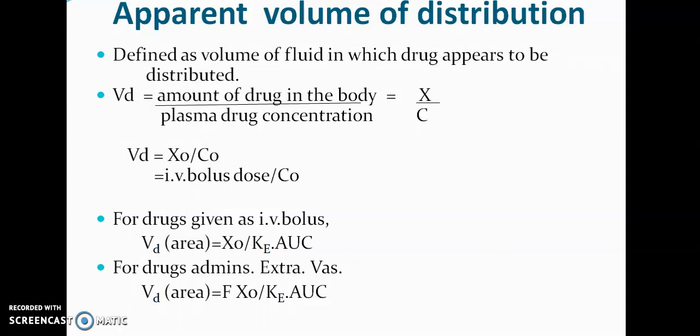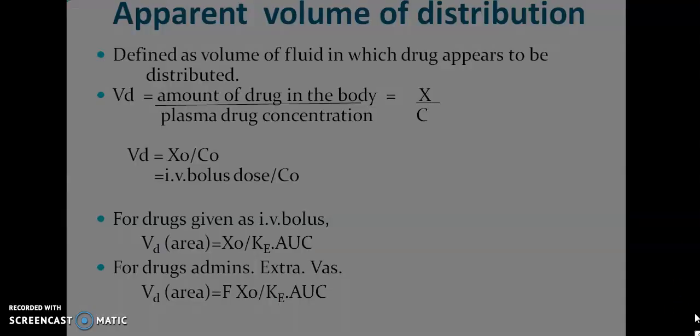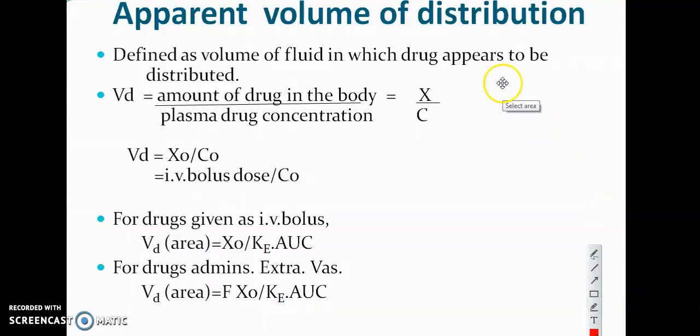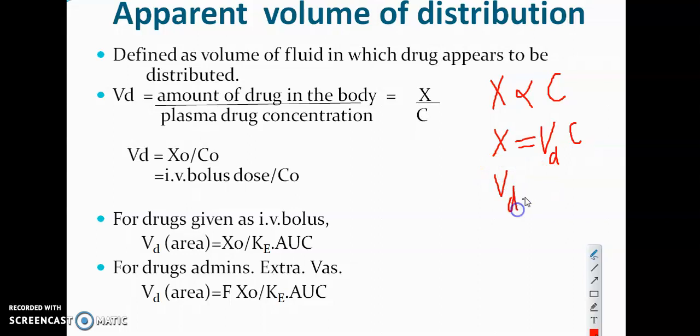Now this is the apparent volume of distribution. Basically the volume of distribution is the volume of the fluids in our body, the total volume of the fluids into which our drug is getting distributed, or dispersed, and VD is equal to the amount of the drug in the body divided by the plasma drug concentration. This has been derived because we know that the amount of the drug in the body is directly proportional to the concentration of the drug in the plasma. Whenever we remove the proportionality sign, we need to add a constant. So here we add one constant, called VD, the apparent volume of distribution. After rearranging, we get that VD is equal to X over C.